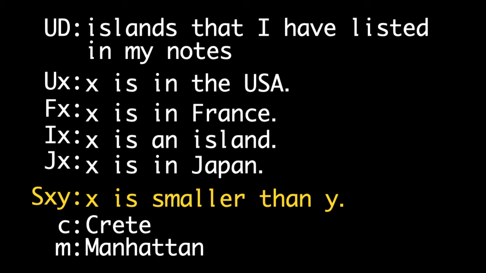What if our symbolization key had also included a relation, a two-place predicate, like S? Here, SXY means X is smaller than Y. It turns out this is a bit more complicated.